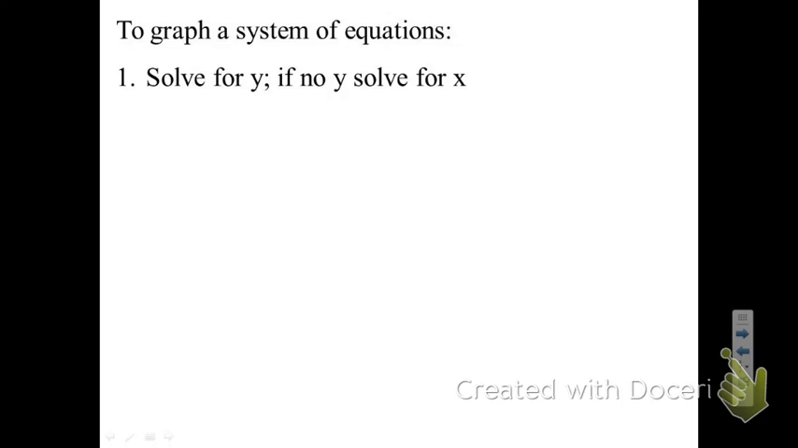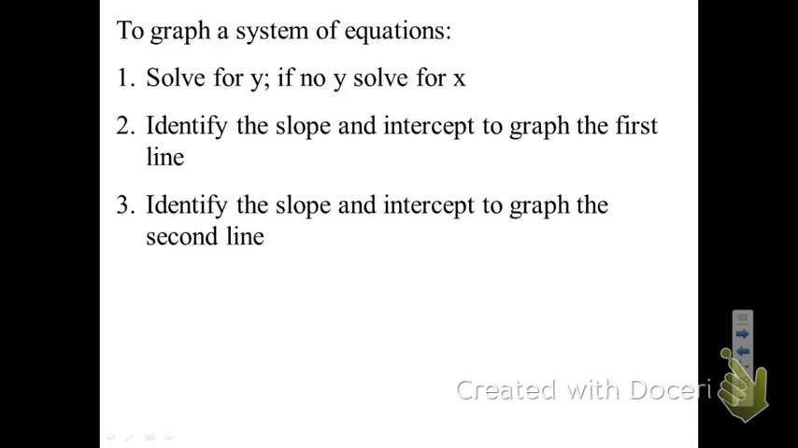To graph a system of equations, we have some steps. The first thing that you will do is solve for y. If there is no y, then you will solve for x. Your second step is to identify the slope and intercept to graph the first line. Step 3, you're going to identify the slope and the y-intercept to graph the second line.